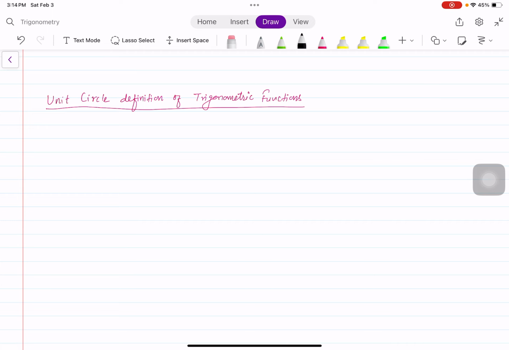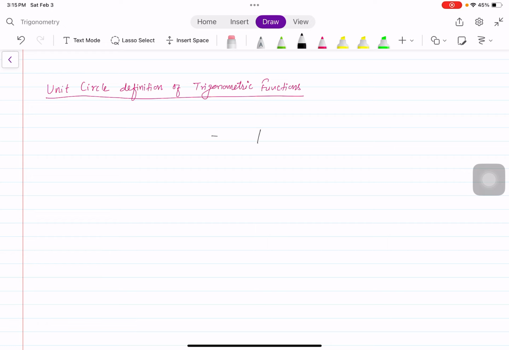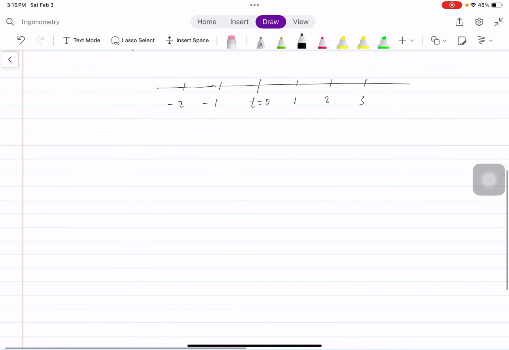But before that, let's recall. In a number line system, say we denote any real number by t. Say this is t equal to 0. On the right hand side we have positive numbers, and on the left hand side we have negative numbers. So if we wrap these numbers along the circumference of a circle, say let's make a circle, first of all let's calculate a few of the values.